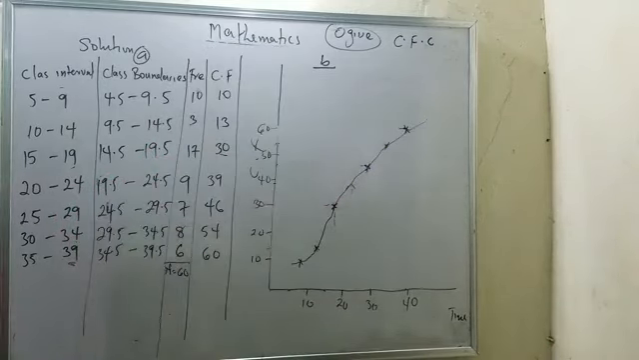Now that is my cumulative frequency curve, which is also known as the ogive. The next thing I want to do is find, from the ogive, question number C.